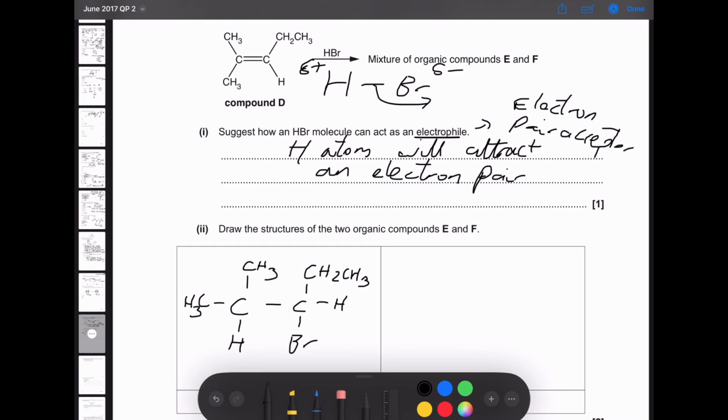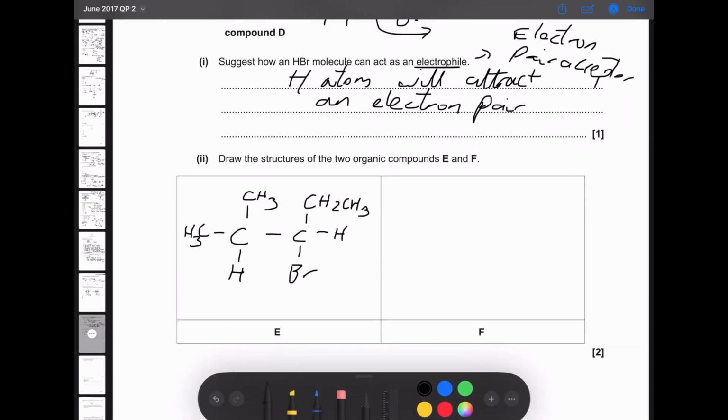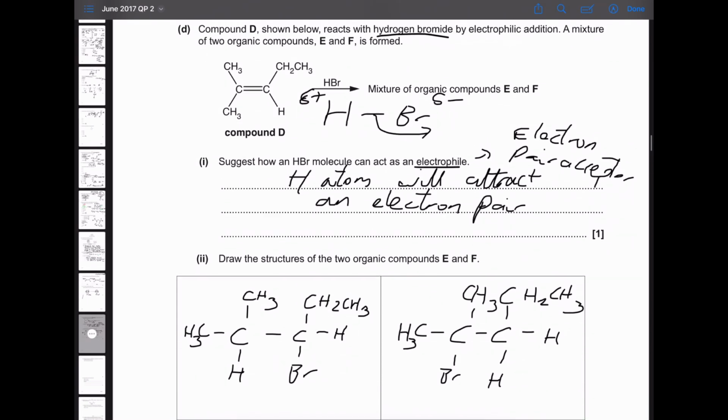And then on the other product, we're going to swap the order around. So C to C, and then we're going to put our bromine on the other side and our hydrogen on the other side, and draw the rest. CH2, CH3, CH3, CH3. Just check I've got that. Yeah, awesome.